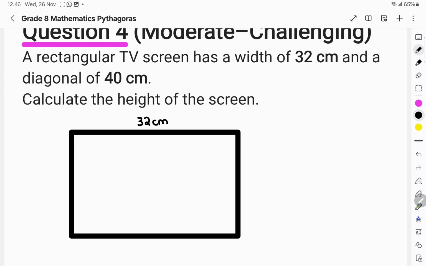So if you think you've calculated, or if you've put it on the wrong side, the rest of the questions would guide you as to whether you did that or not. Okay, and it has a diagonal of 40 centimeters. So we know that all angles of a rectangle are 90 degrees. And then they say calculate the height of the screen.